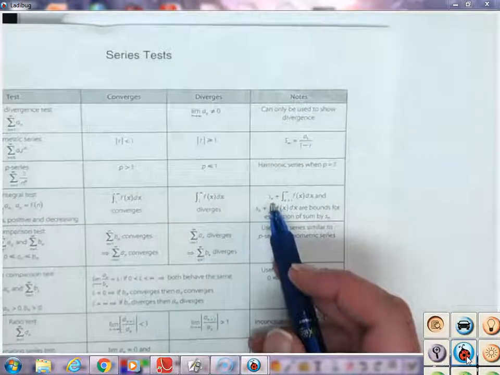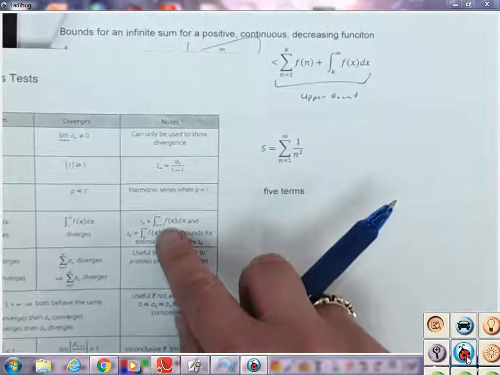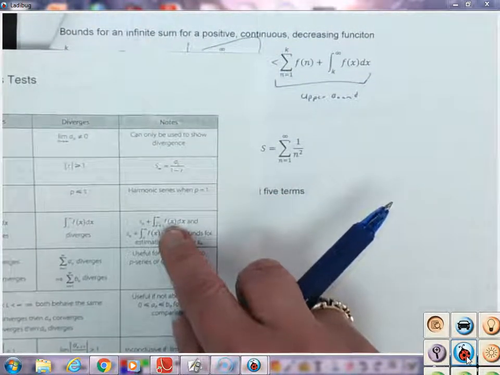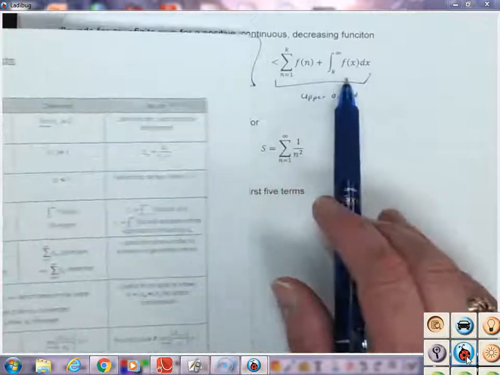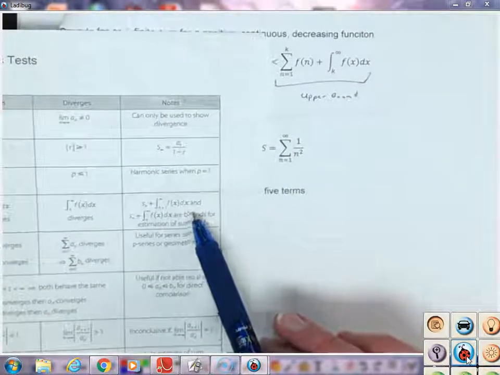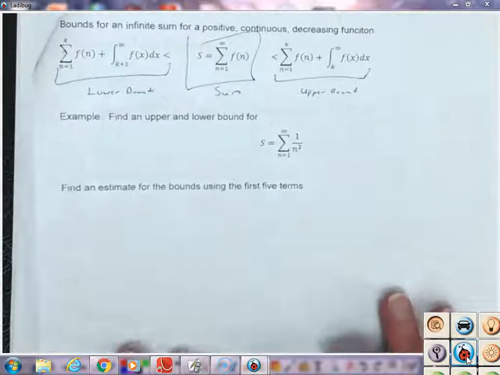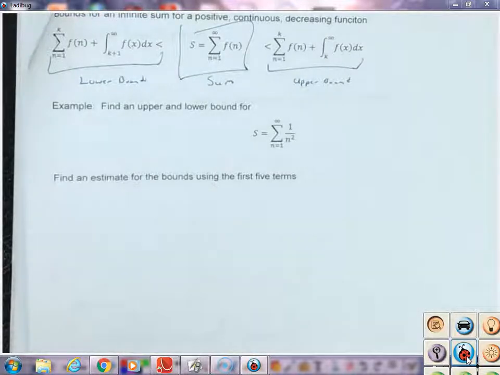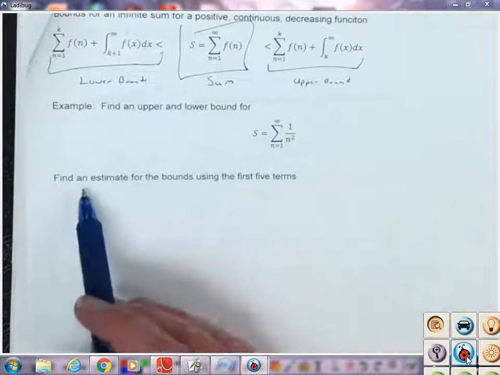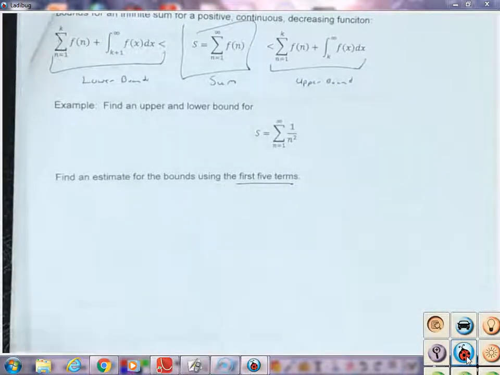Okay, notice they did s sub n for the sum. Okay, plus, and they have n plus 1 to infinity. That's the same as our k plus 1 to infinity for the lower bound, and there's our upper bound. Okay, so you have this information here on your study sheet. So just to show you how that can be used, okay, it says find an upper and lower bound for this sum, and you're finding the estimate for the bounds using the first 5 terms, because they'd be different depending on how many terms you use to estimate it.